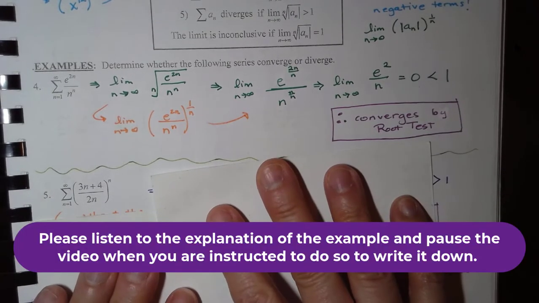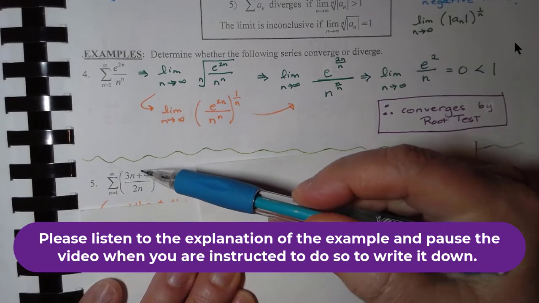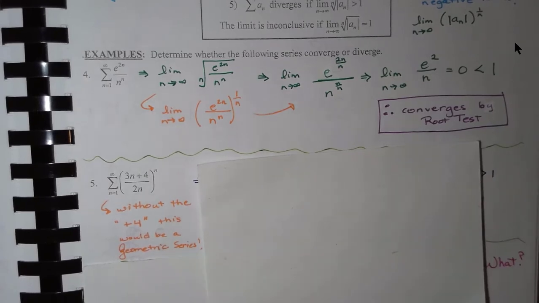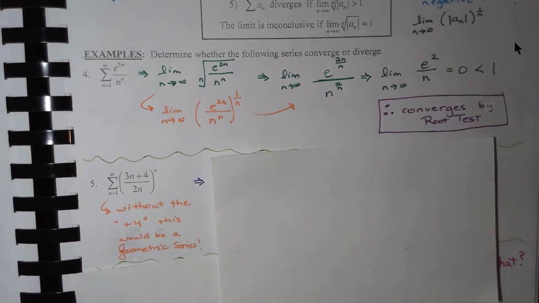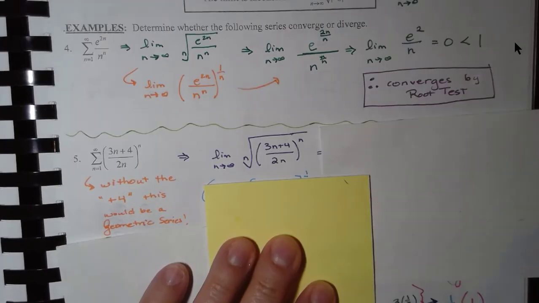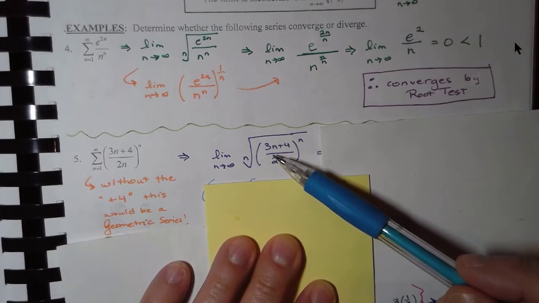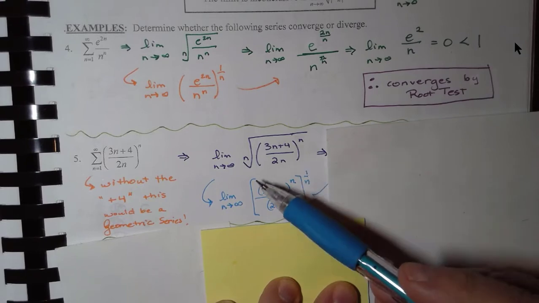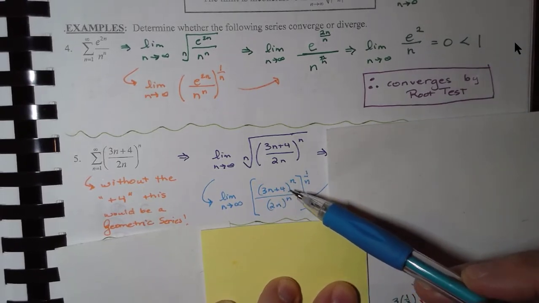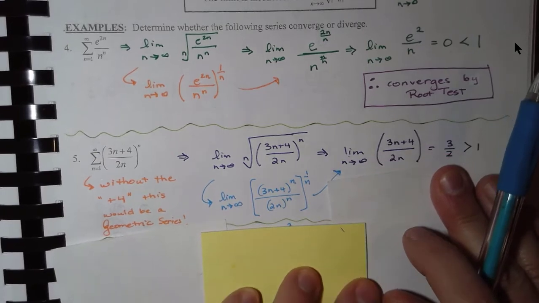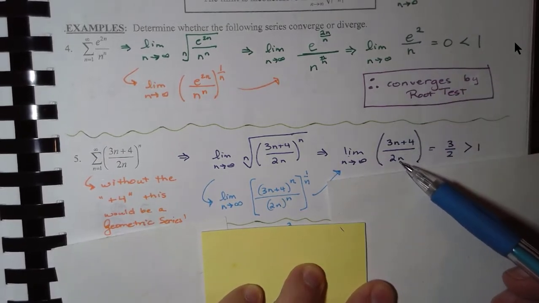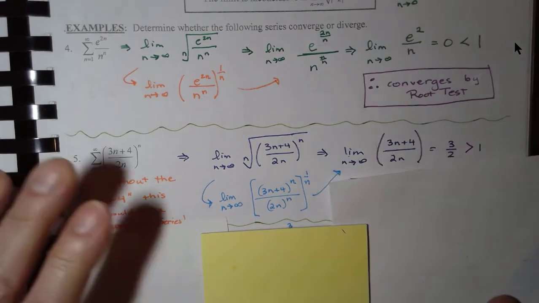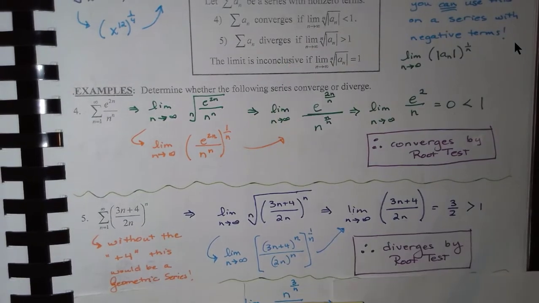All right, let's look at this example. If this did not have the plus 4, we would have a geometric series. But it does have the plus 4, and so now we have to do this differently. The nth root of 3n plus 4 over 2n to the n. Let's remember, that means we are raising each part to the 1 over n. When we do that, we get 3n plus 4 over 2n. The limit as n goes to infinity is 3/2, which is greater than 1. So we diverge by the root test.